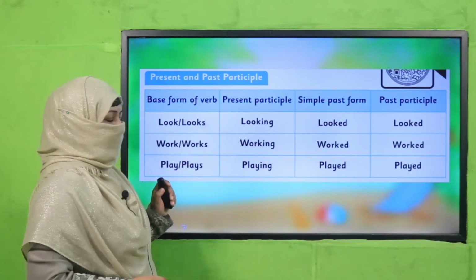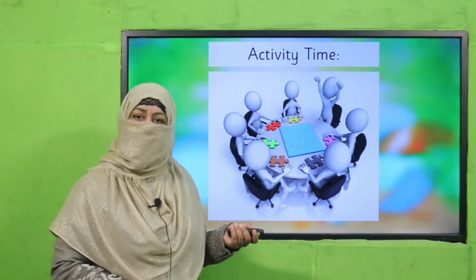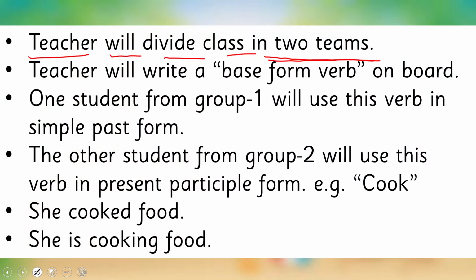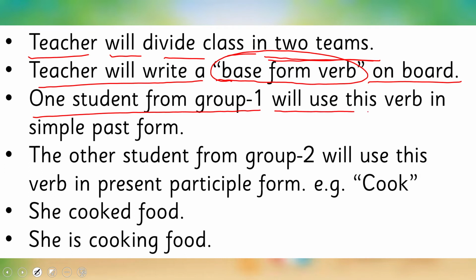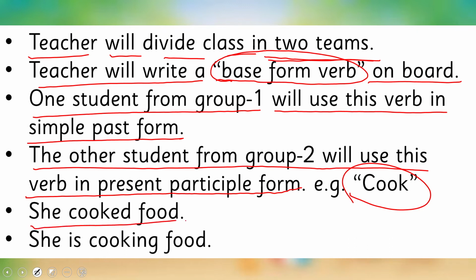Look at this table that is in your book and we are going to practice it through an activity. Teacher will divide class in 2 teams. Teacher will write a base form of verb on board. One student from group 1 will use this verb in simple past form and the other student from group 2 will use this verb in present participle form. For example, teacher writes on board cook. One student from group 1 will come and use it as she cooked food.